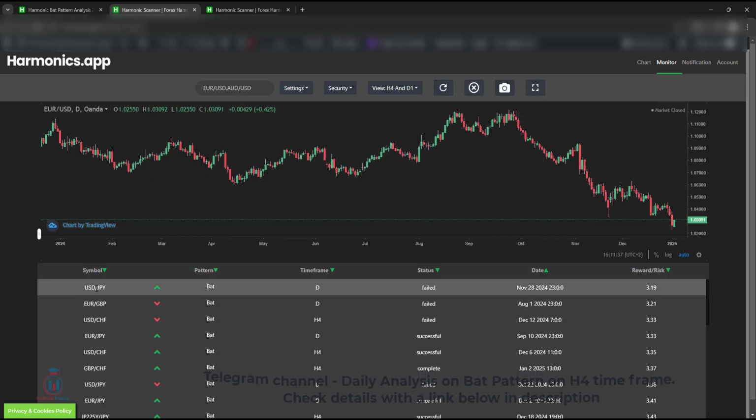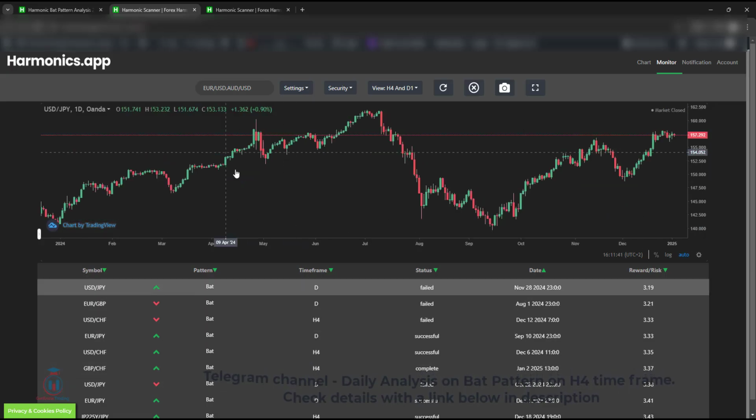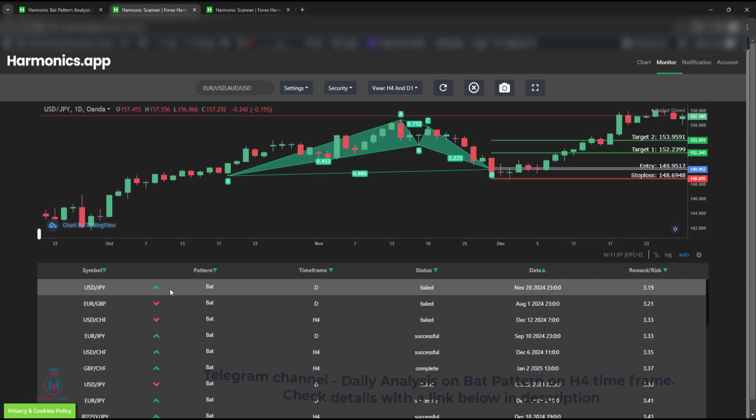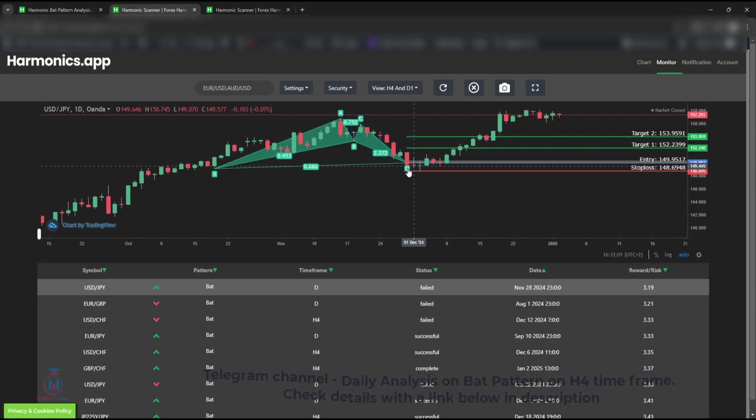When you select, for example, inside this table where you have all the details, this chart will show you that symbol and also that pattern. For example, we have US dollar against Japanese yen. It is the symbol here on the daily time frame. The daily time frame is this one here, and its status is failed, which means this bat pattern, which is a bullish one, has failed, which means the first stop loss has been reached, and this bat pattern has failed.